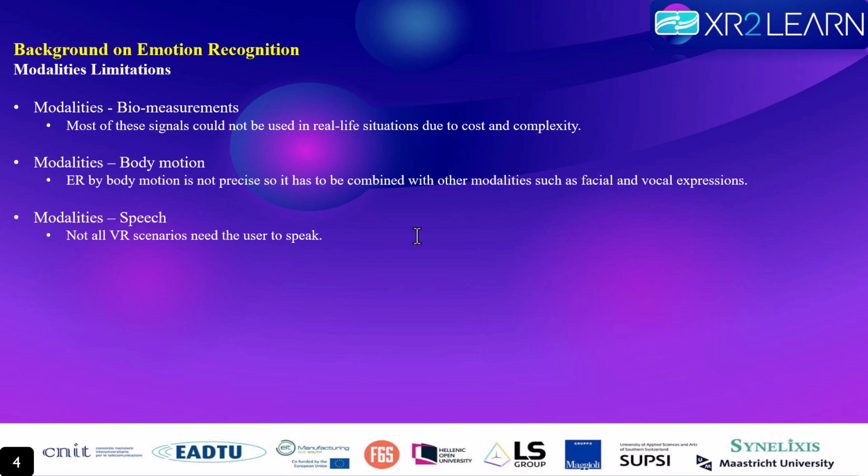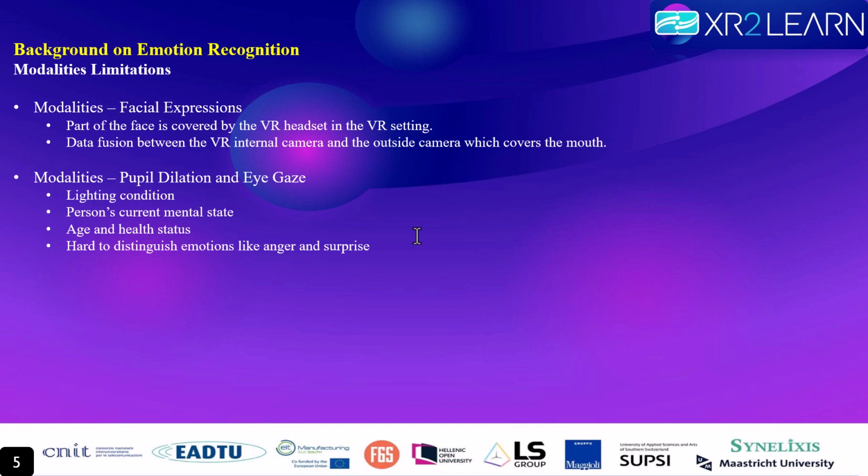For speech or vocal, not all VR scenarios need the users to speak. For facial expressions, part of the face is covered by the VR headset in the VR setting. Data fusion between the VR internal camera and the outside camera, which covers the mouth, is another limitation. For pupil dilation and eye gaze, there are factors like lighting condition, person's current mental state, age and health status, and it is hard to distinguish emotions like anger and surprise as they are very similar.